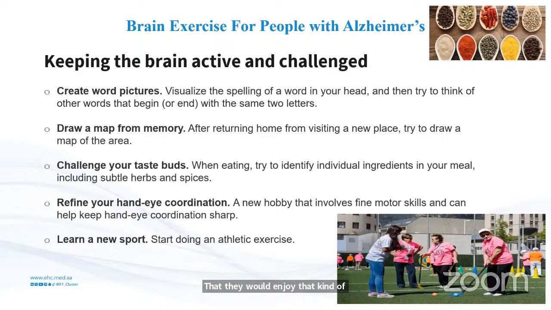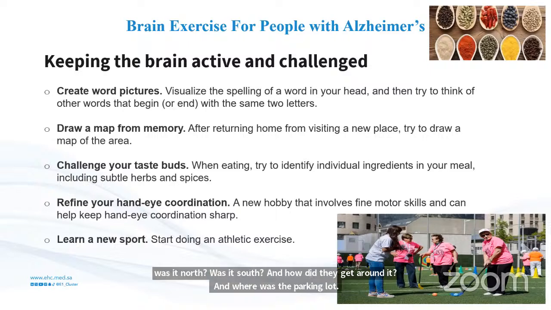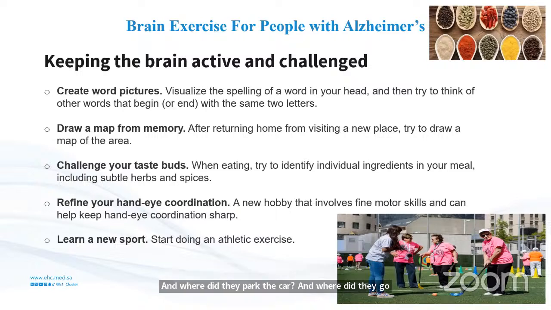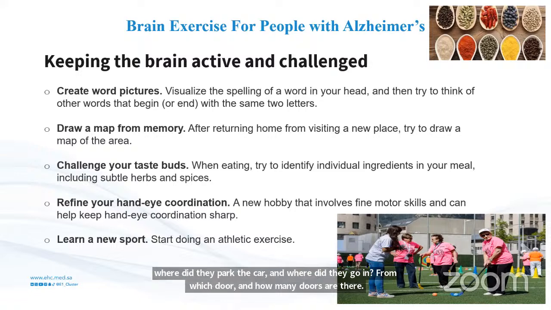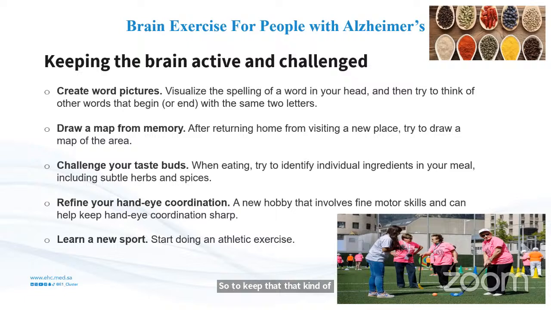They would enjoy that kind of activity. Also, draw a map from your memory. For example, after coming home, you can ask them to draw a map of the area in their head, so they can tell you where it is. If they came back from a mall, they would tell you where the entrance was, whether it was north or south, how they got around, where the parking lot was, where they parked the car, which door they went in from, and how many doors there are. That keeps the navigation aspect of their brain active.